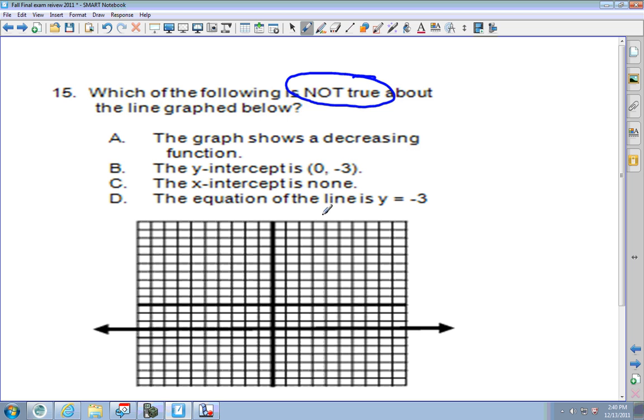This one says the y-intercept is (0, -3). There's my y-intercept. Well, that's not my y-intercept, that's the origin. All these lines kind of go together. My y-intercept is down here. That is at (0, -3), so this is correct. The x-intercept is none. Does it cross the x-axis right here? No, it does not, so it does not have one. And the equation of this line, yes, it is y equals -3. So the answer is A, because that is not true. This is a horizontal line. It's neither increasing nor decreasing.